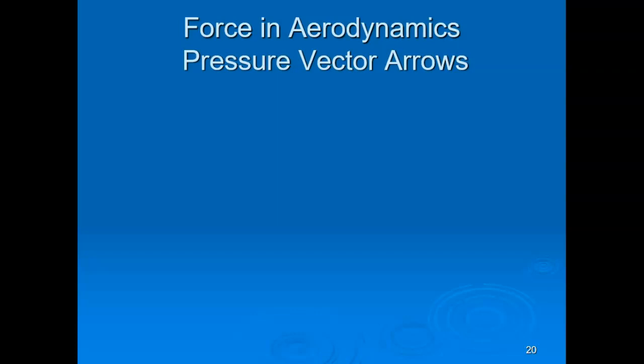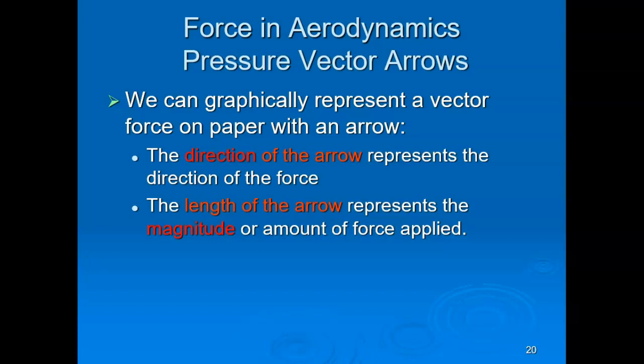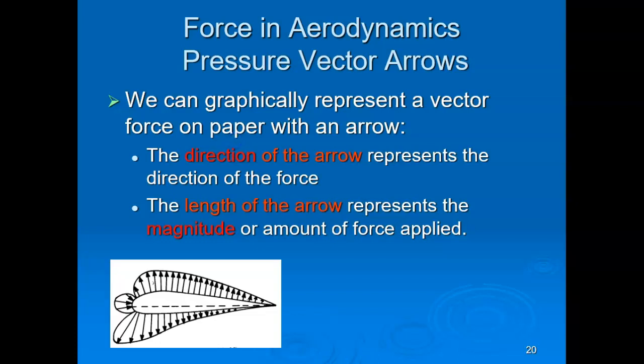How can we represent lift graphically? Well, lift not only has magnitude, but it has direction. So we can use pressure vector arrows to represent lift. Lift can be graphically represented by a vector on paper with an arrow. The direction of the arrow represents the direction of the force. The length of the arrow represents the magnitude, or the amount of force applied. So again, the vector arrows represent the direction of the force as well as the magnitude of the force.